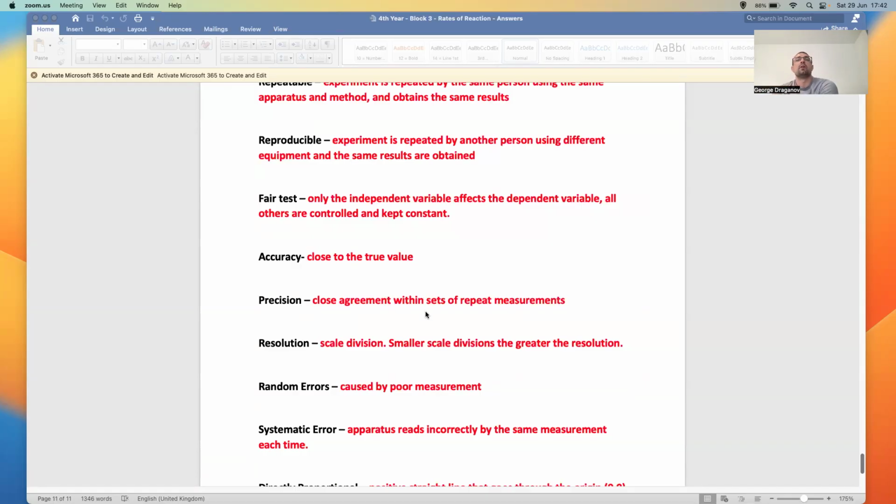Precise is how close the sets of repeat experiments are. Resolution is to do with the subdivision scale of your equipment. The smaller the scale divisions, the greater your resolution will be.